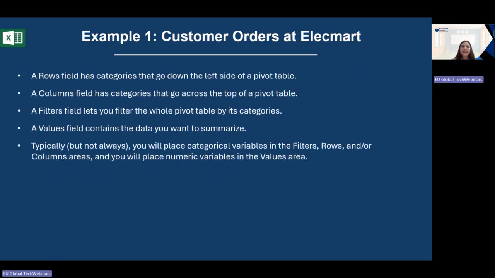A row field, as you can see, is a category field, whether it is gender, right? That is a category field that cannot be put into the values area, because value columns contain fields which are basically summarized. A row field has category fields that go down the left side of the pivot table. A column field is also a category field, which is on the top of the pivot table. A filter field lets you filter the whole pivot table by its category, and a value field contains the data that you want to summarize. Basically, the categorical fields are put in filter, rows, and columns, and the numeric and metric fields are put in the values area.